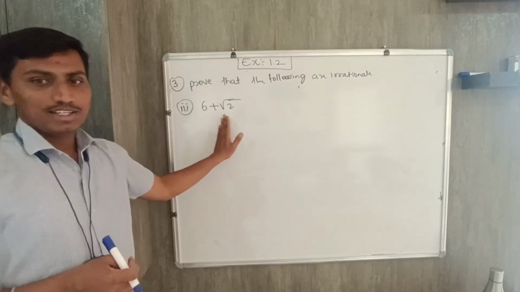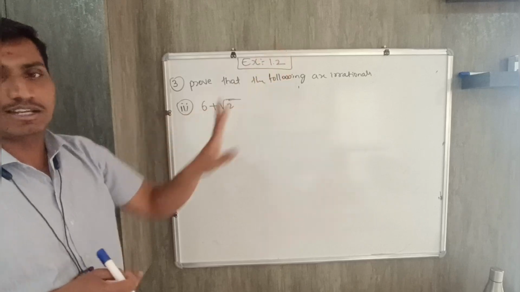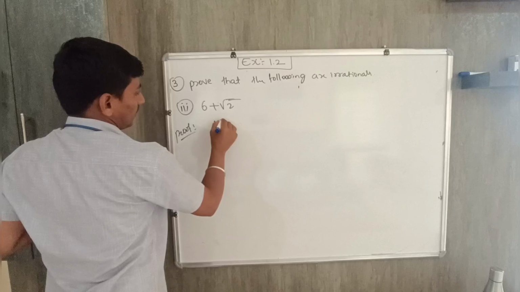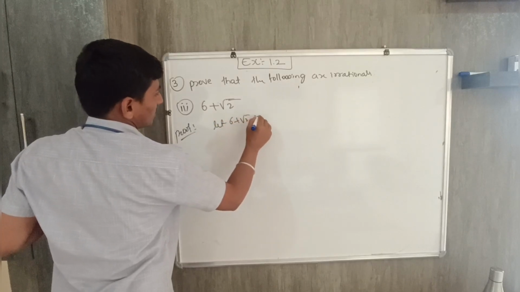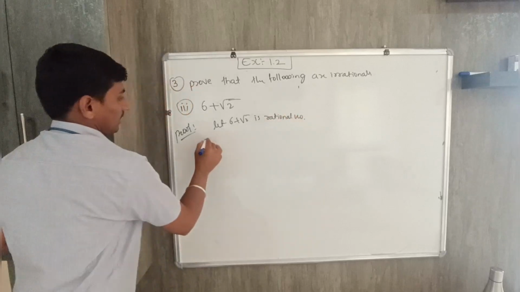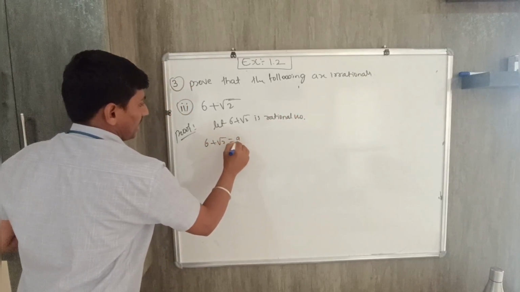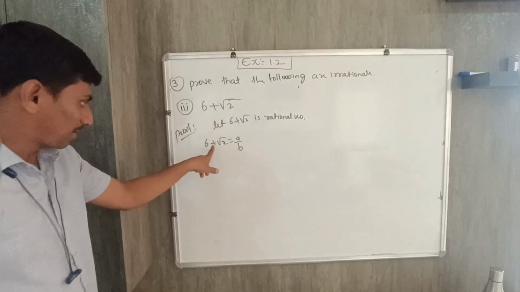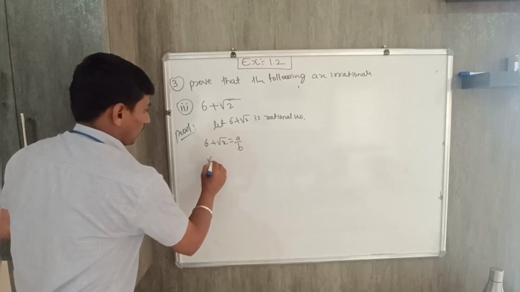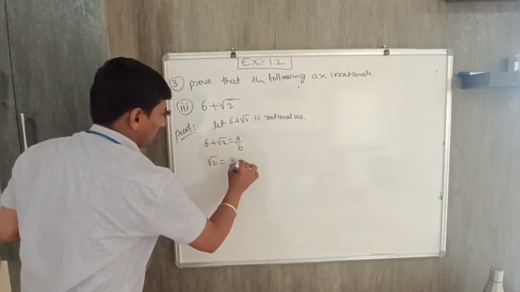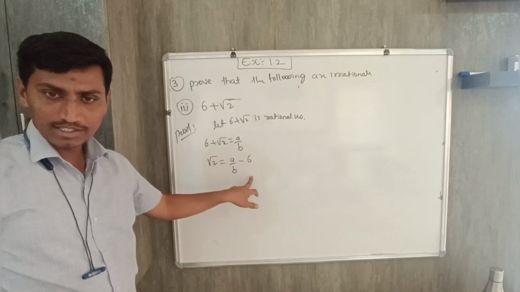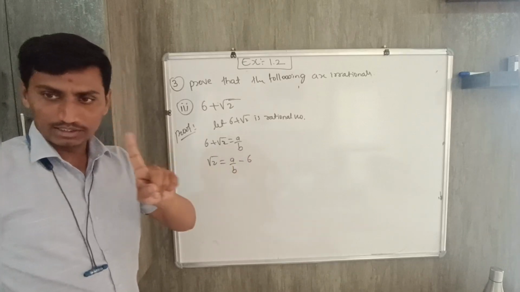Okay, it is the third question. 6 plus root 2, prove that it is an irrational number. Let us see here. Proof. So let 6 plus root 2 be what? A rational number. Okay. 6 plus root 2 equal to A by B. So here 6 has a plus sign, so this 6 going to that side means minus. So now root 2 equals A by B minus 6. Again, what is the denominator here? 6's denominator is 1, right?